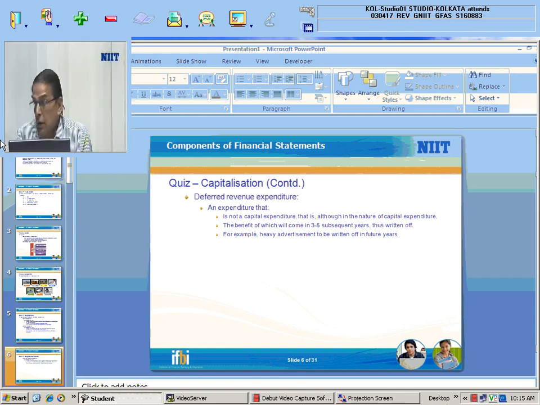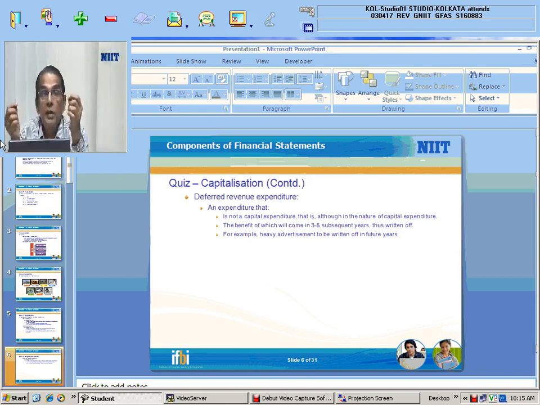Is that clear now? The difference between revenue expenditure and capital expenditure first. Then we will come to deferred revenue expenditure. So revenue expenditure is an expenditure where the benefit or advantage will last not more than 1 year. Capital expenditure is expenditure where the benefit or advantage that will arise from it will last more than 1 year. It is of enduring nature; it will give you benefits over a longer period. Now there are certain expenditures which appear to be in the nature of capital expenditure, but they are really revenue expenditure, like I gave you the example of advertisement.